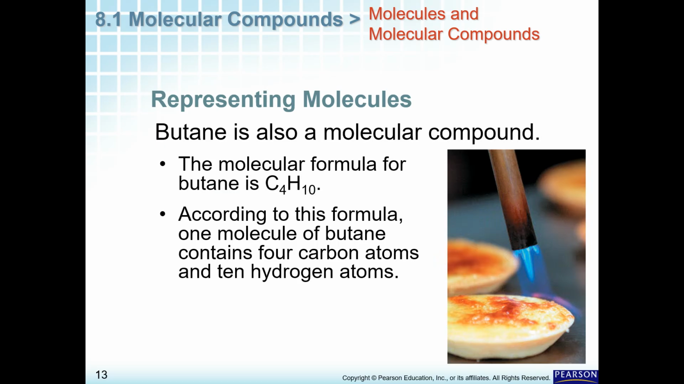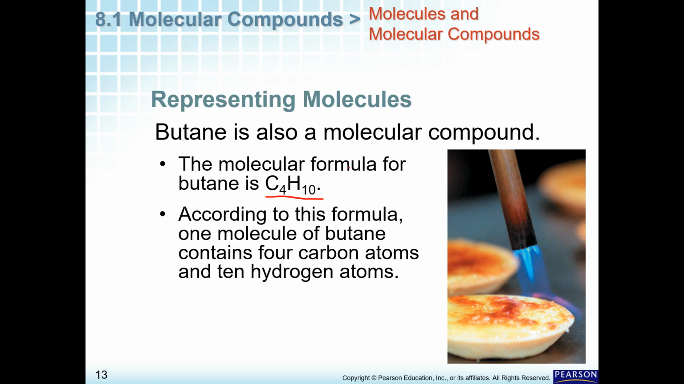Another example of a molecular compound is butane. Butane has the formula of C4H10. This is going to tell me that I have 4 carbon and 10 hydrogen. One thing I want you to take note of is for a molecular compound, notice I have a 4 and a 10. This can actually be reduced. However, molecular compounds do not reduce their subscripts.